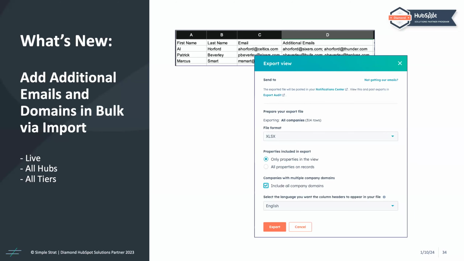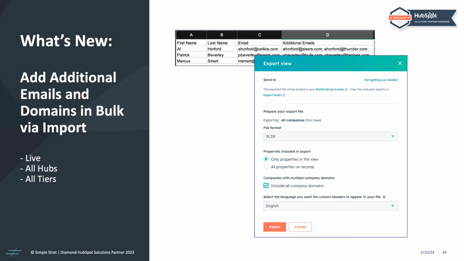We can also now add additional emails and domains in bulk via import. HubSpot has, for a little while now, allowed you to store multiple email addresses for a contact or multiple domain names for a company, but you couldn't import them. You had to edit that afterwards, otherwise you'd create a bunch of duplicates.